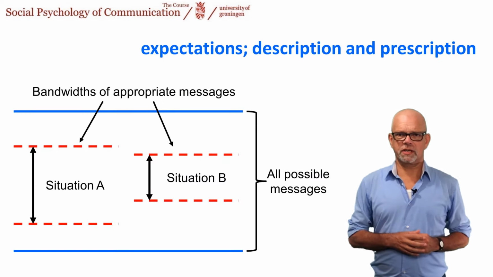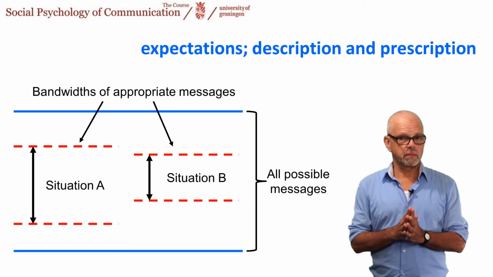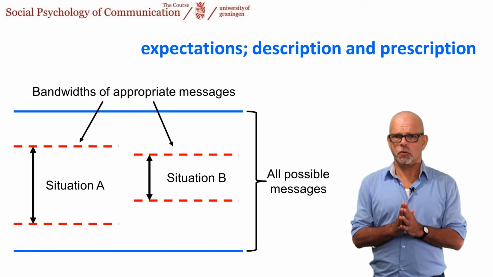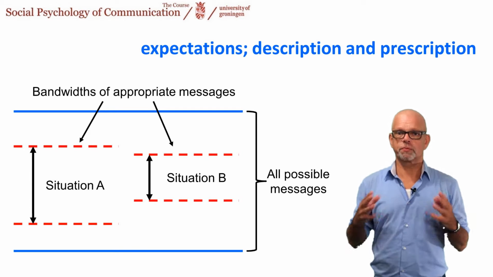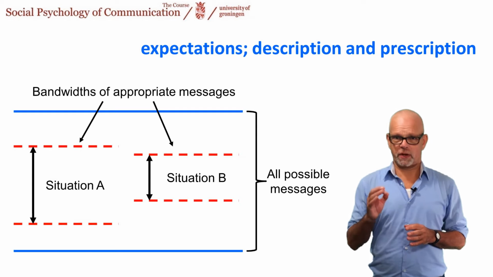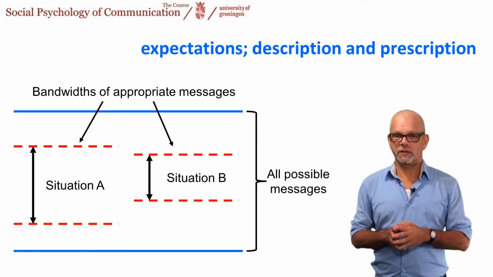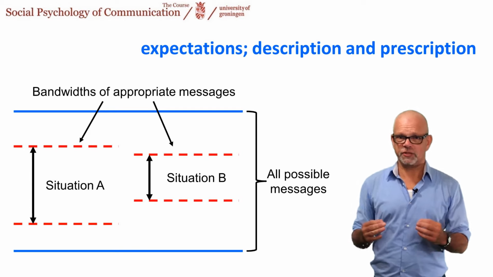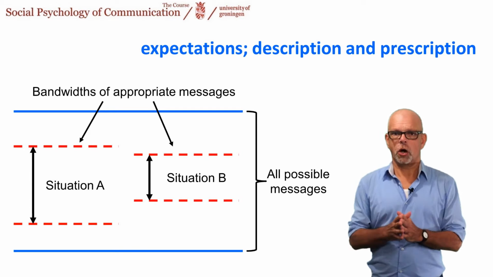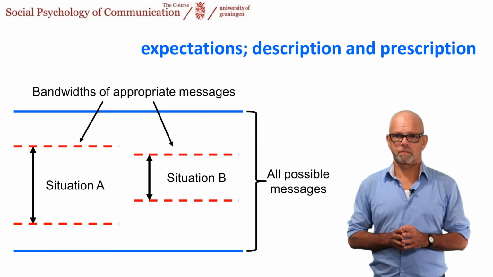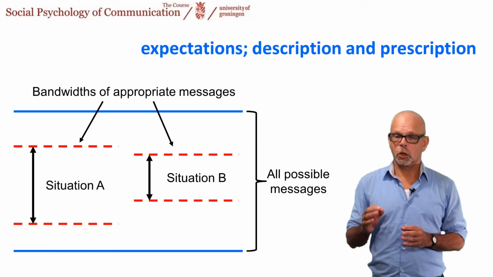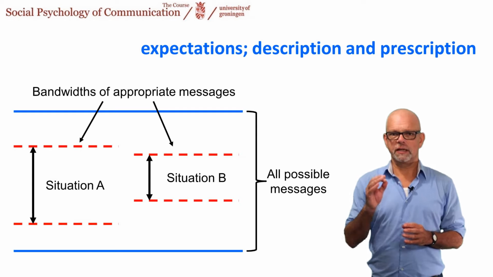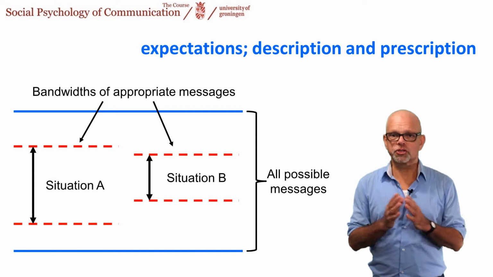Here, the blue lines indicate that many messages are possible, but the red dotted lines show that in certain situations only a part of all the possible messages is appropriate. The bandwidth, the distance between the red lines, differs for situations. When the bandwidth is passed, it is said to be violated. The message all of a sudden gets an additional meaning. Depending on the violation, whether it was better than expected or worse than expected, it may lead to avoidance or approach in the communication.